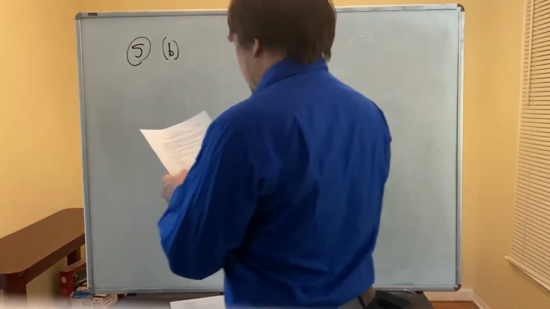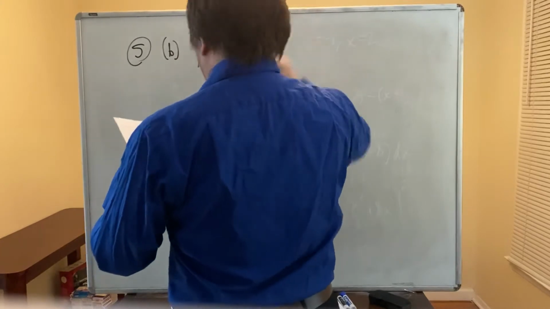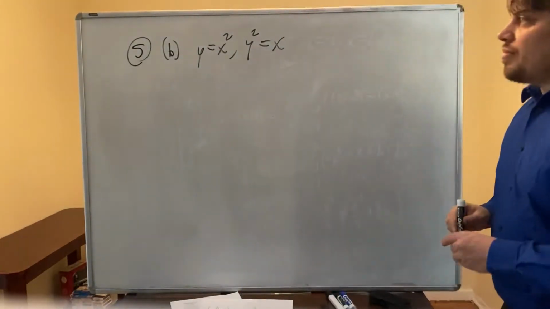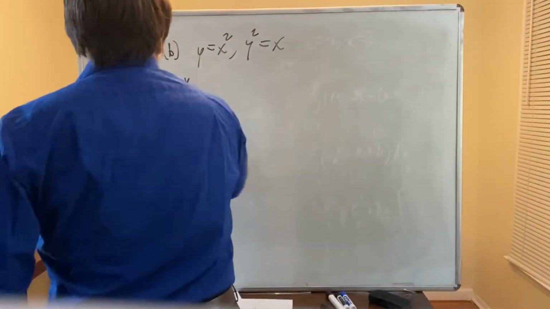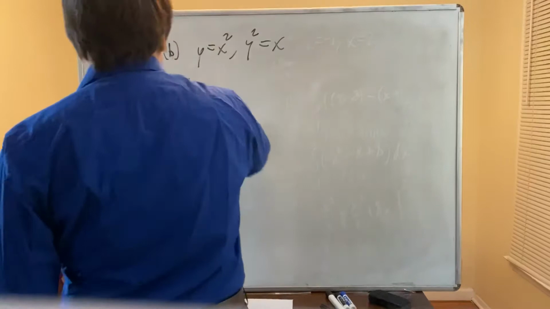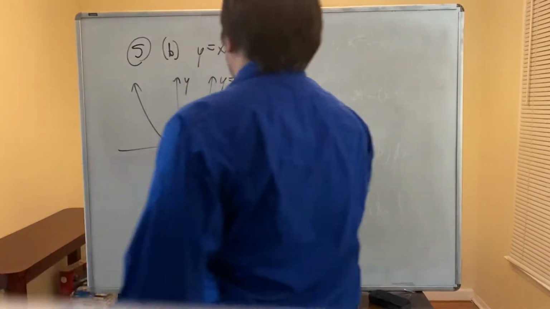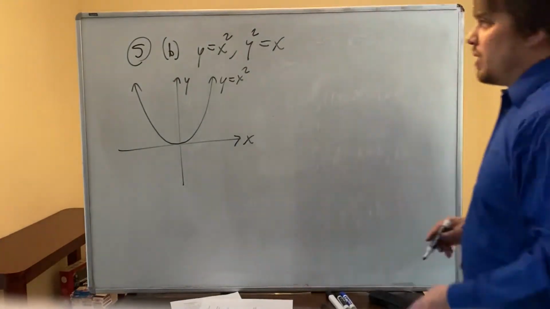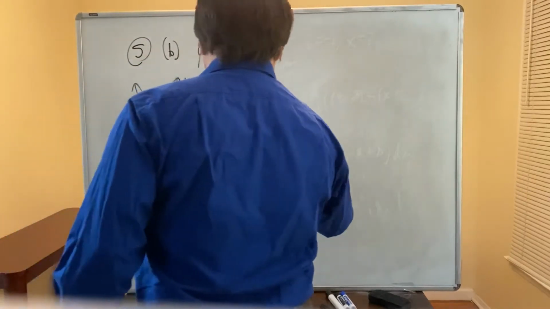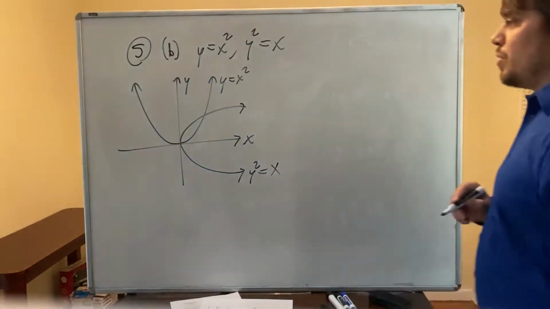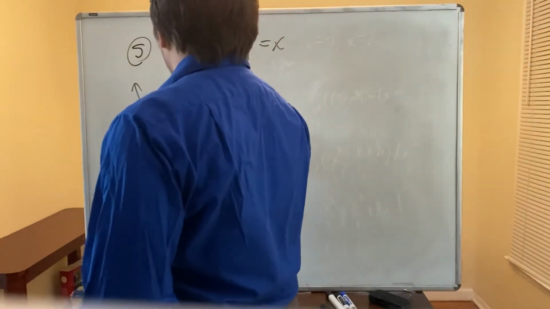Okay, so this is 5B. y equals x squared, y squared equals x. Okay, so you have these two graphs here. So you have the y-axis, and you have the x-axis. Okay, so you have y equals x squared, and so y squared equals x looks like this. Okay, so those are the two graphs. They intersect at the origin. They also intersect at this point.